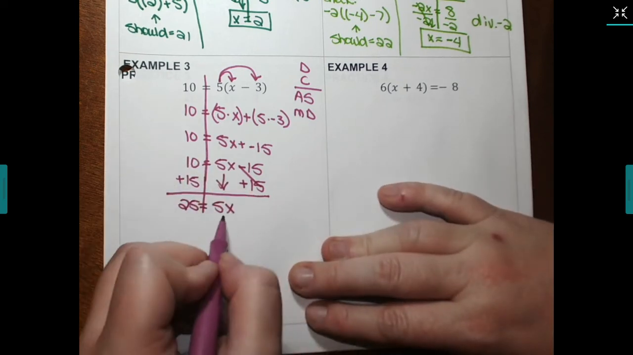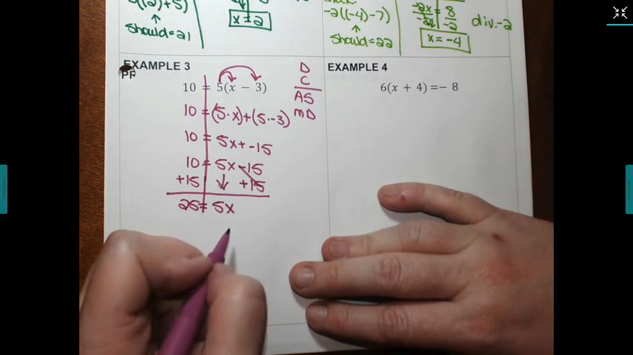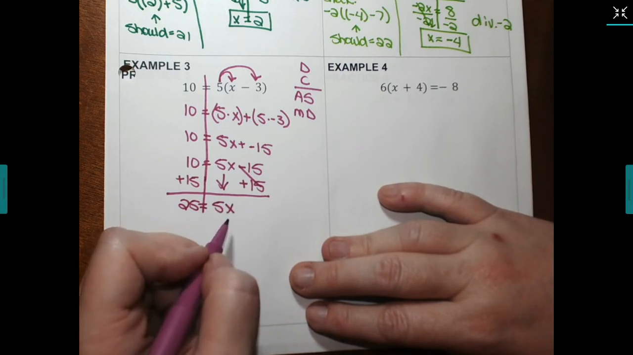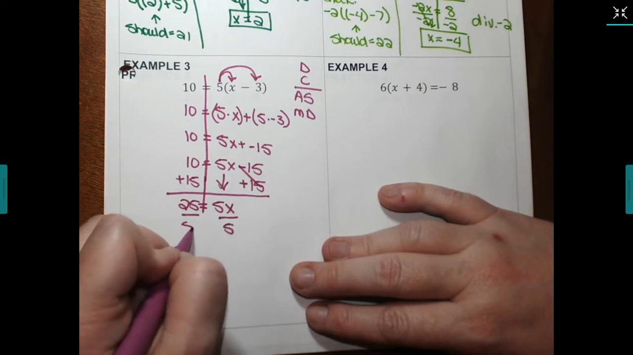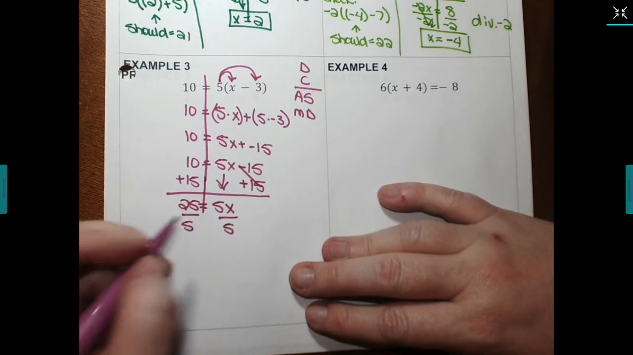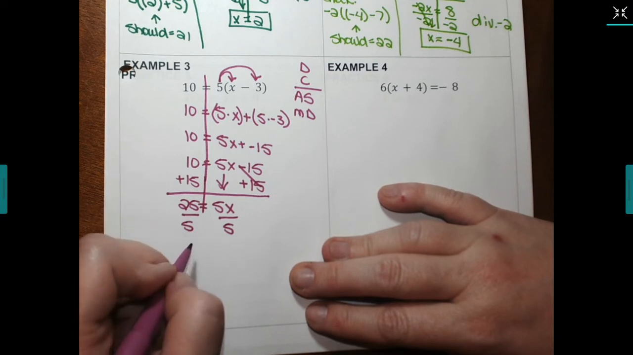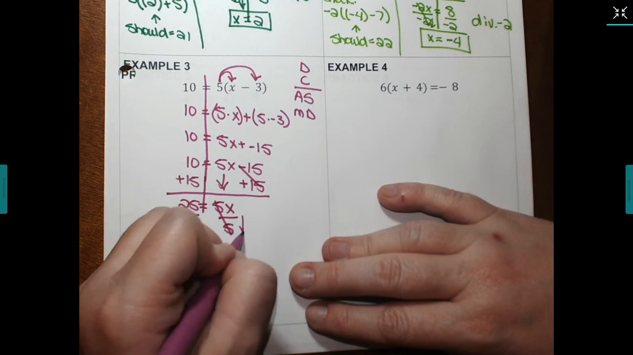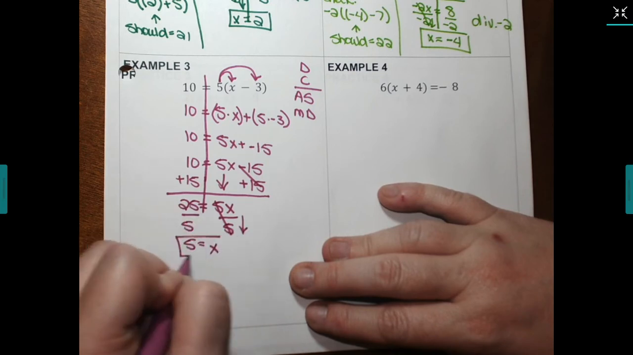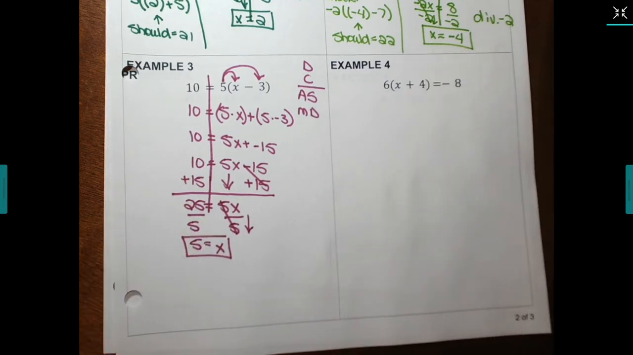Okay, now I have 5 times x, and I need to get rid of that 5. I undo multiplication with division. Okay, so 25 divided by 5, Desmos, or your teacher told you it's 5, equals, these cancel out, x comes down, x.